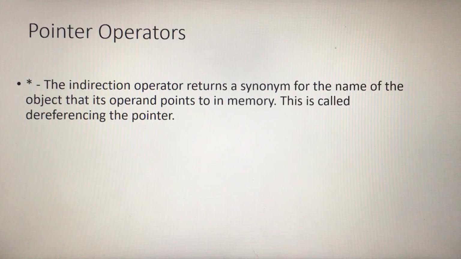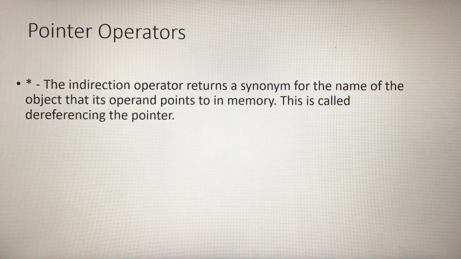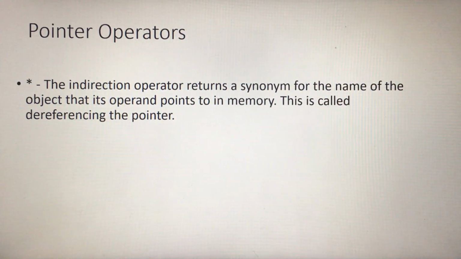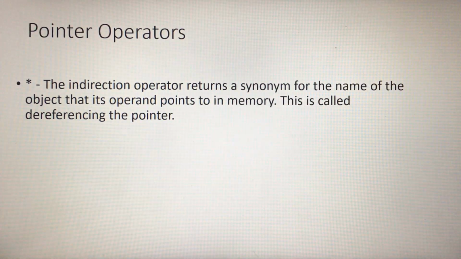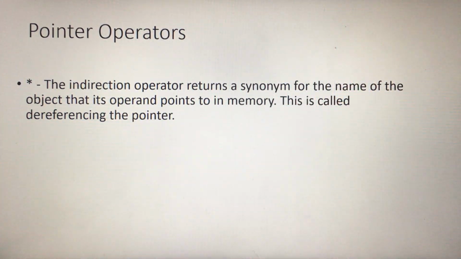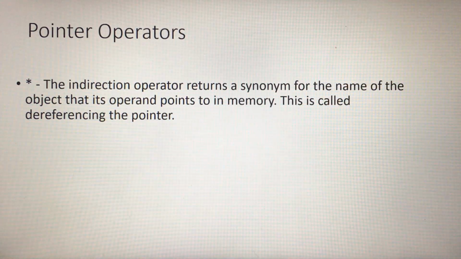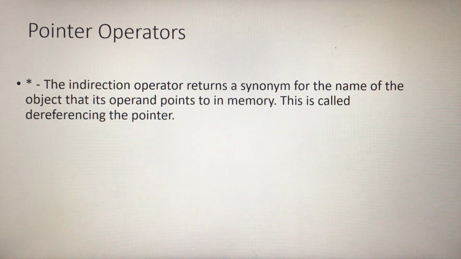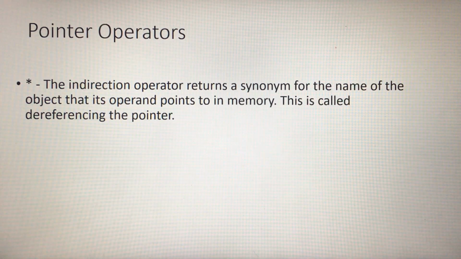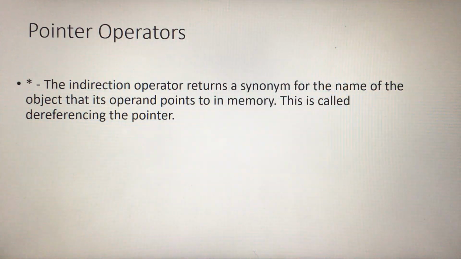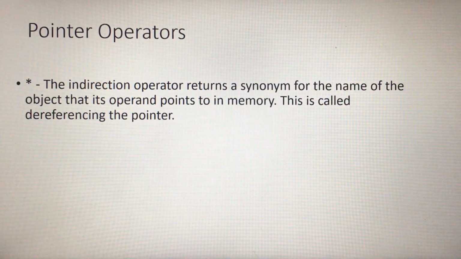Pointer operators. So the star, that is the pointer operator. You call that an operator. The indirection operator returns a synonym for the name of the object that its operand points to in memory. So this is called dereferencing the pointer.